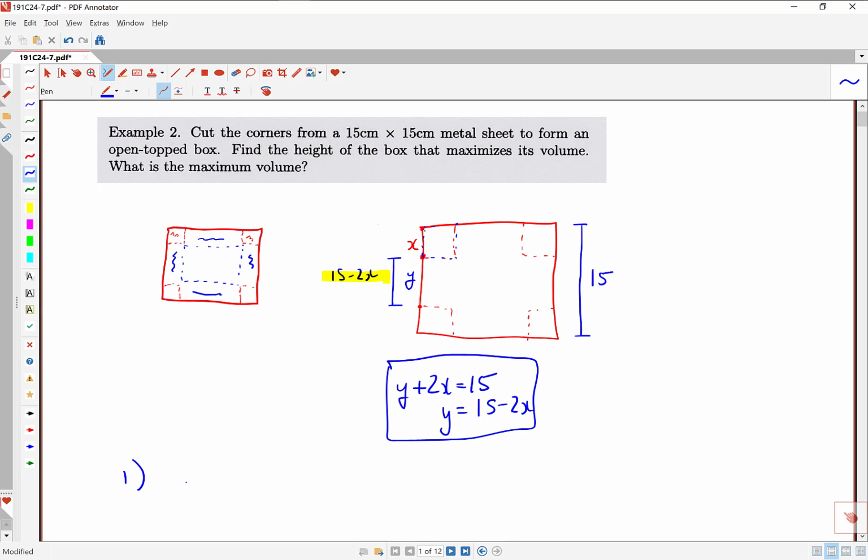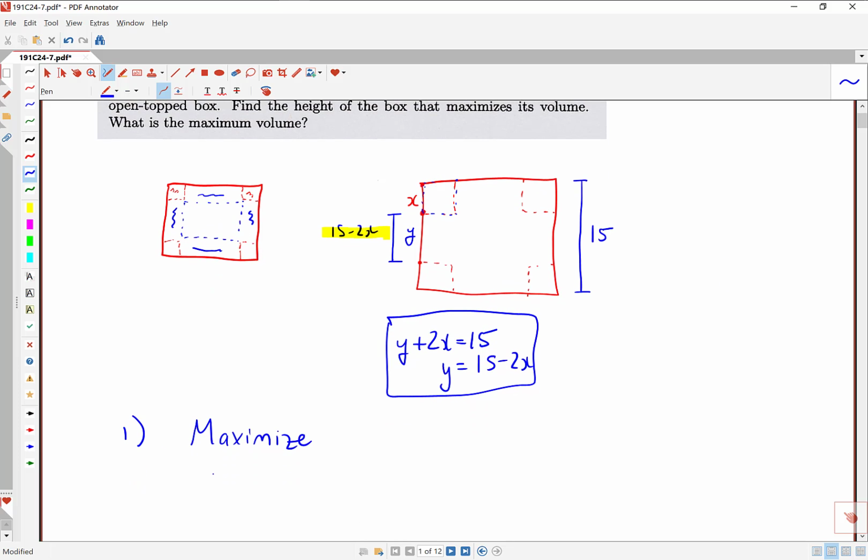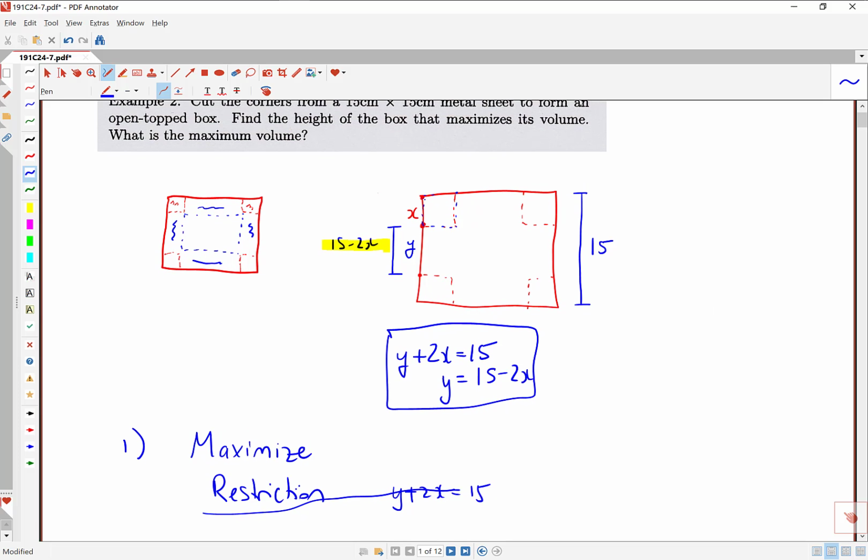Step 1, so we have to write down what we're trying to maximize or minimize. In this case, we're trying to maximize volume. And we also want to write down a restriction that relates our variables. The restriction we actually don't have to worry about because that was just the restriction that y plus 2x equals 15, and we've already built that into our diagram. Let's just concentrate on what we're trying to maximize. So we're trying to maximize the volume of the box. Whatever you're trying to maximize or minimize, you're going to give it the name f so that a little bit later on we can take derivatives of that quantity.